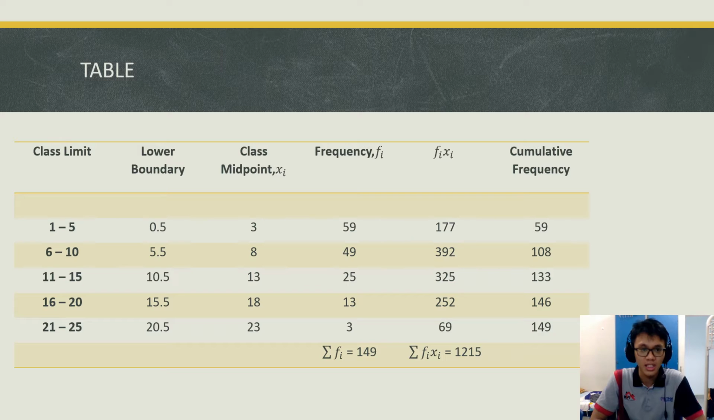Right now, I will show you the table of the grouped data that we collected. For the first row, the class limit is 1 until 5, the lower boundary is 0.5, the class midpoint x is 3, and the frequency f is 59, the fx is 177, the cumulative frequency is 59.